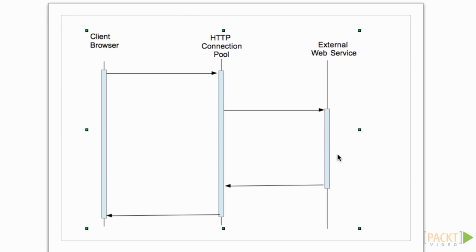So I want to show you a diagram of what a request lifecycle looks like with the default connector. A client browser initiates a request and stays alive for the duration of that request. A thread is checked out from the connection pool and is maintained for the life of that request. So any work that you do in that request, such as calling an external web service, is a blocking call because the thread stays alive for the duration of that request.